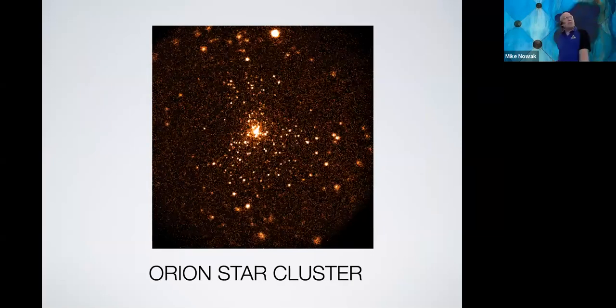So this is an image of the Orion star cluster. If you've gone out at night and looked at the sword of Orion and seen the fuzzy middle star, this is the star cluster in that fuzzy middle star of Orion. This was done with the Rosat satellite in the early 1990s. This was the best X-ray imaging we could do.